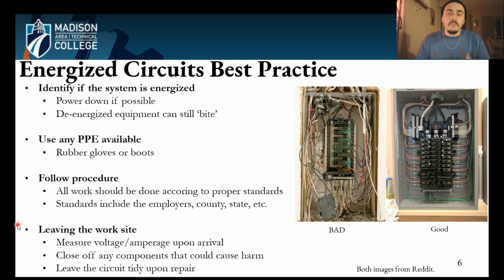Close any components when you're done. When you're done working, so you've actually made the repair, you want to close any components that could cause harm. And actually, you want to do this too when you're just leaving. But basically, put all the panels back on. Tidy up everything you're working on. Keep your workspace tidy, and leave the circuit tidy if you can when you leave.